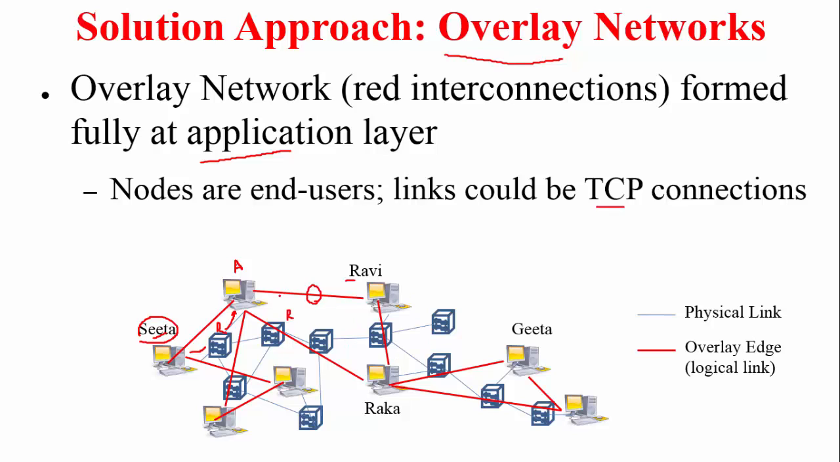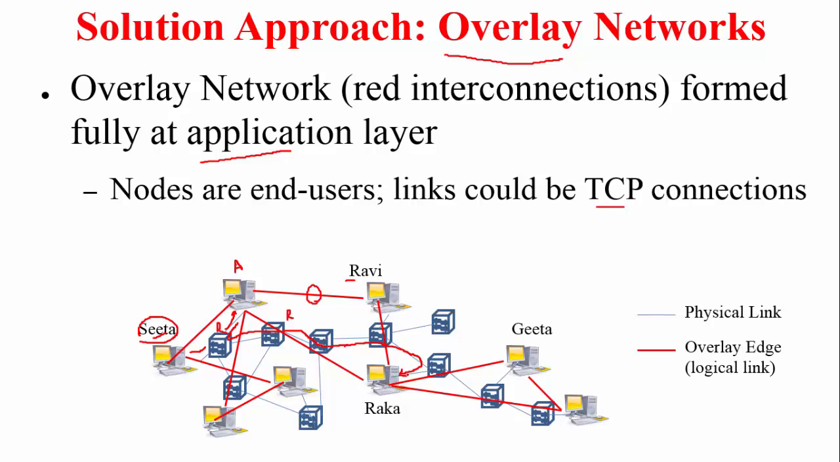So similarly, if you see A is connected to Raka by a single red line, that is the application view, but in reality, whatever packets A is sending to Raka actually will go in this particular fashion over many hops, as you can see. So this overlay concept is very important to understand before we proceed further. So let me quickly summarize.